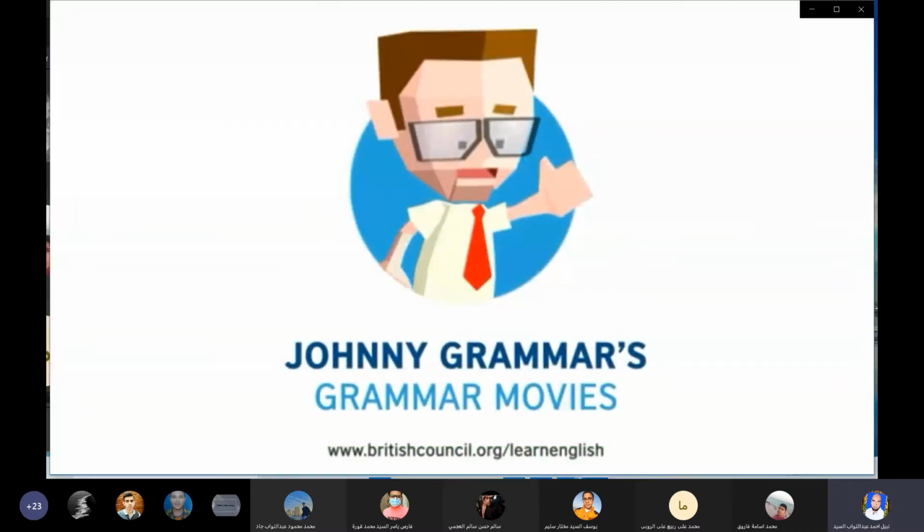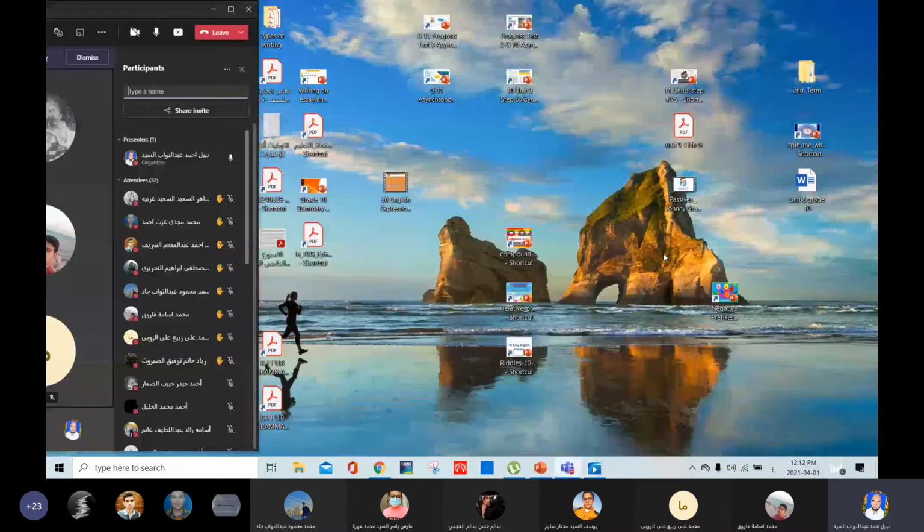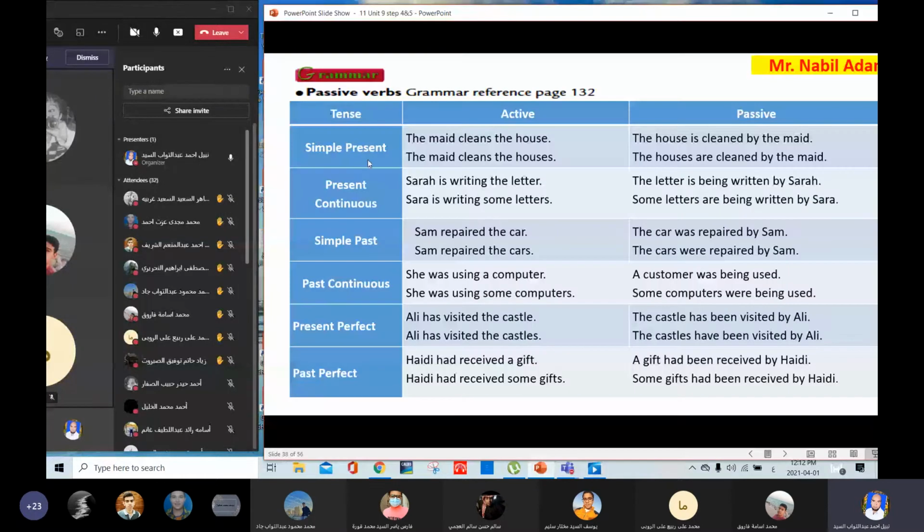Let's go see these examples here on the table. Simple present: if the verb is in the simple present, like the maid cleans the house, we change it into the house is cleaned by the maid. The maid cleans the houses, the houses are cleaned by the maid. So in the present simple, we use is or are, depending on singular or plural, and then past participle.